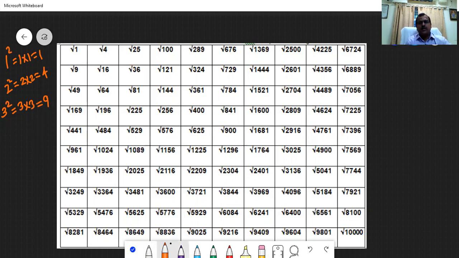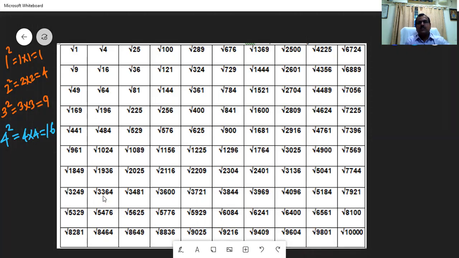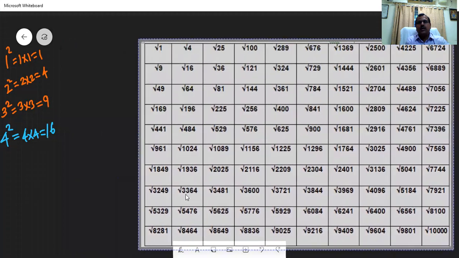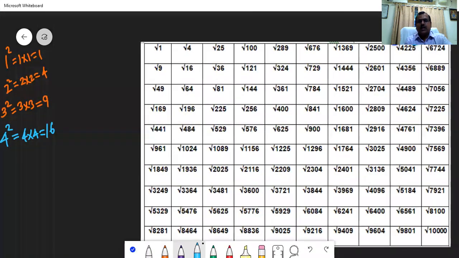Now put your answer for 4 square. Square means the number multiplied by itself. 4 into 4 is 16. I want your answer in the chat box, so let me see what answer you are writing. 5 square, 5 into 5. The answer is 25.